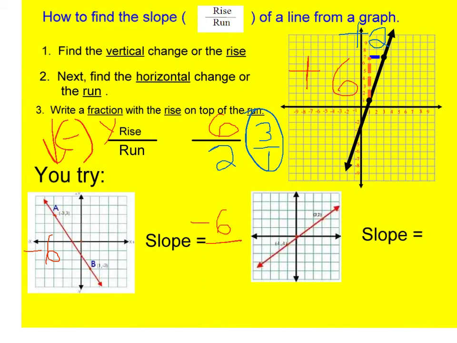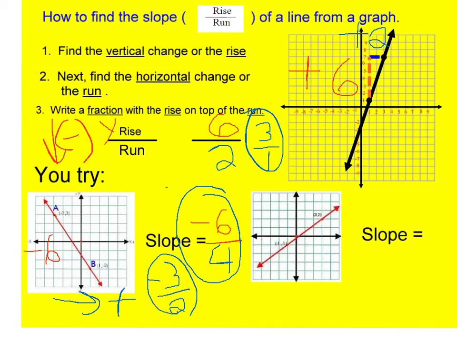Now I need to find how far I go left and right. So I start right here where I left off, and I go 1, 2, 3, 4. So I moved 4 to the right. Moving to the right is positive. So here's my slope, negative 6 over 4, but I can reduce that to negative 3 over 2.